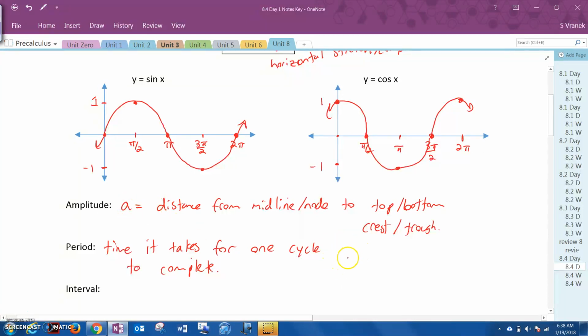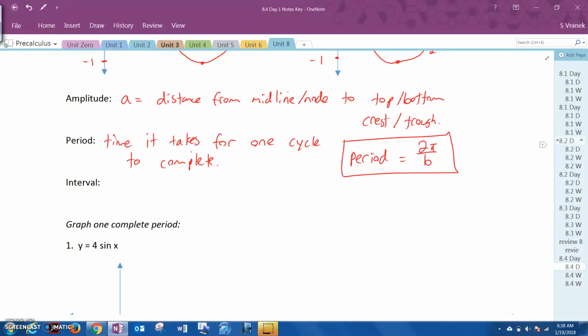So to find the period, there's a formula for it. The period is usually 2 pi. But because there's a b value, and it's always the reciprocal, to find the period when there's a b value, it's 2 pi divided by that b value. That is important. Write that down. Well, you should be writing everything down, but you know what I mean.